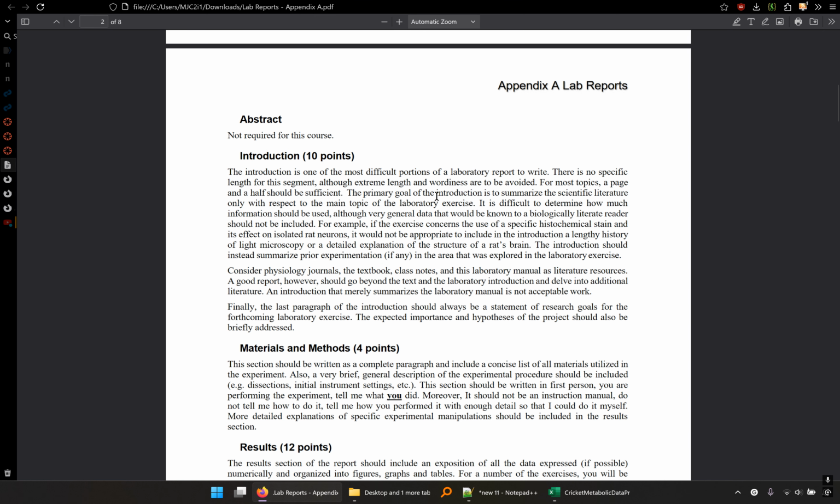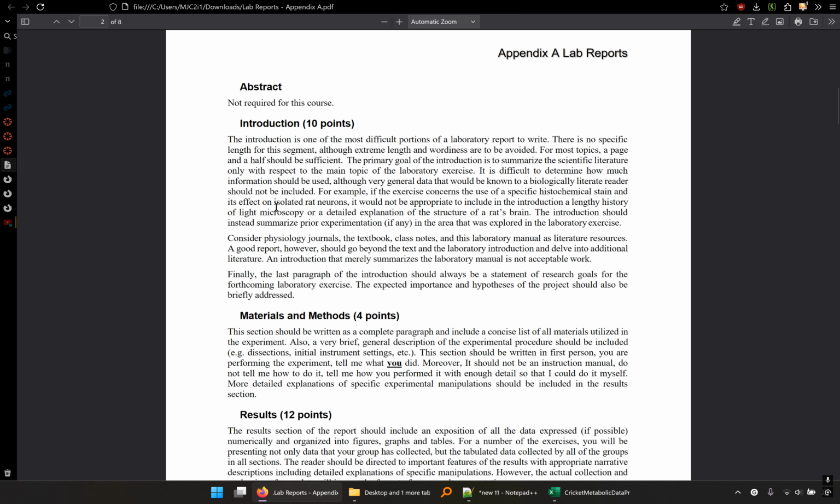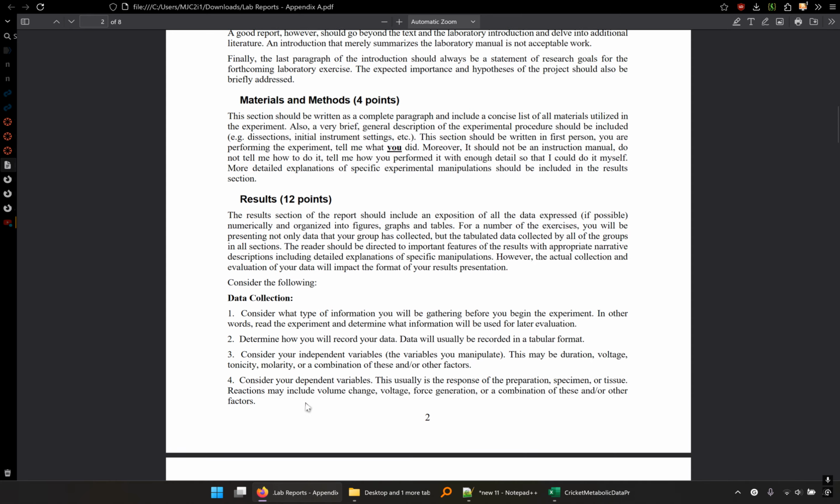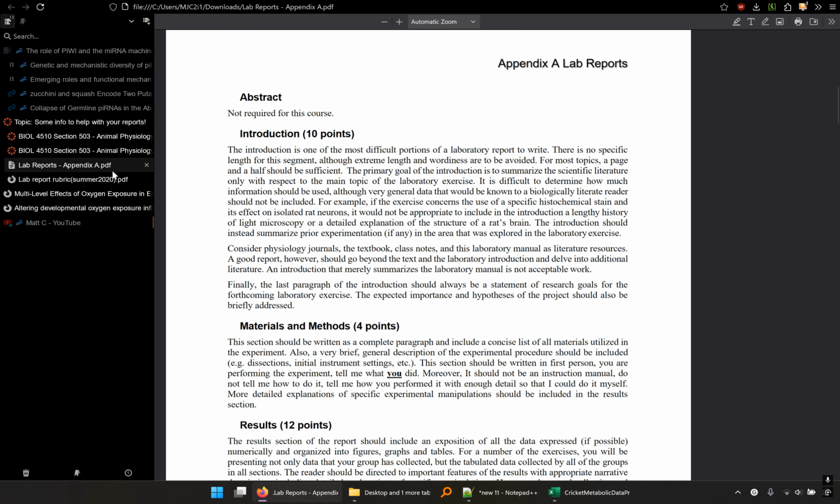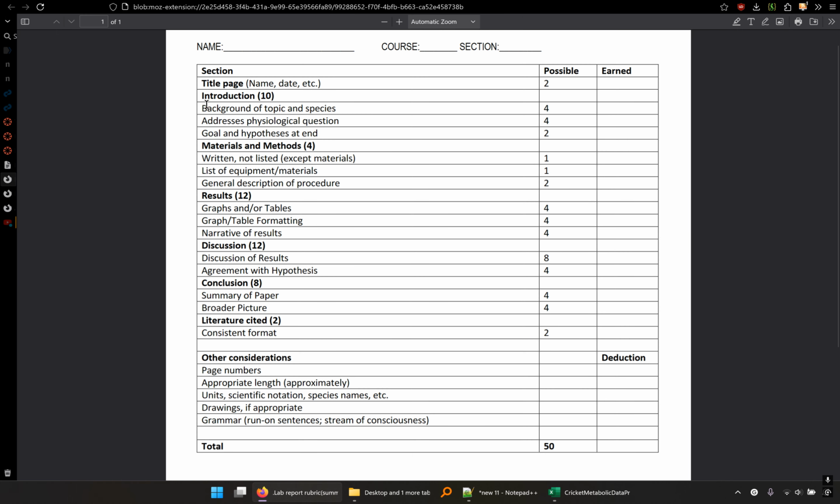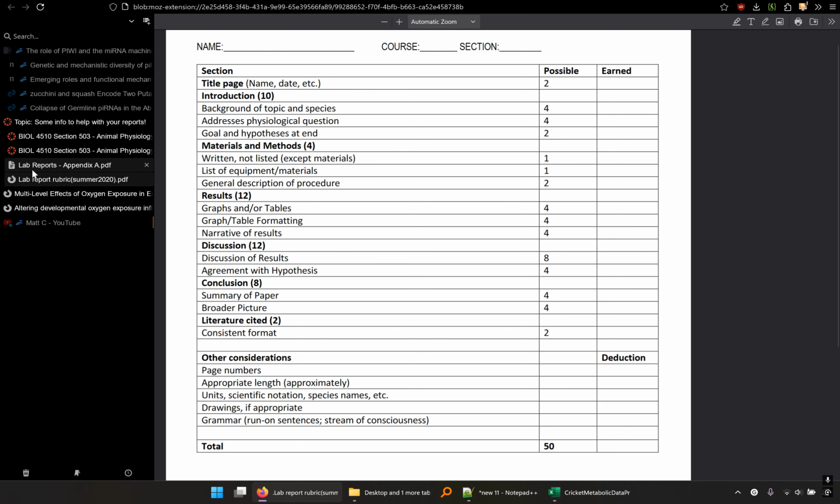And then your introduction itself is probably one of the most difficult sections. I have less of a problem with this because I write my introduction after I write everything else, because the background that's required for these is easier once you have already done your research and discussed your results. These are just important things to prompt and understand. So there are three main sections in your introduction: background, the physiological question, and the goal and hypothesis.